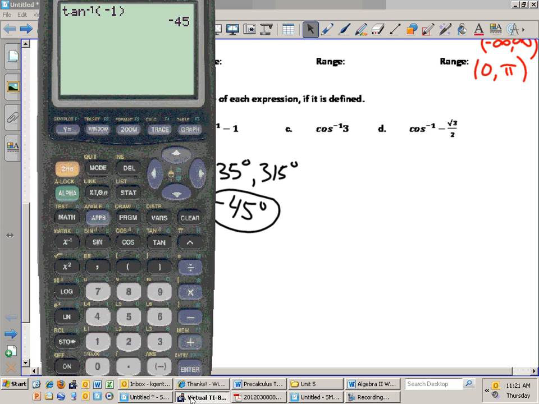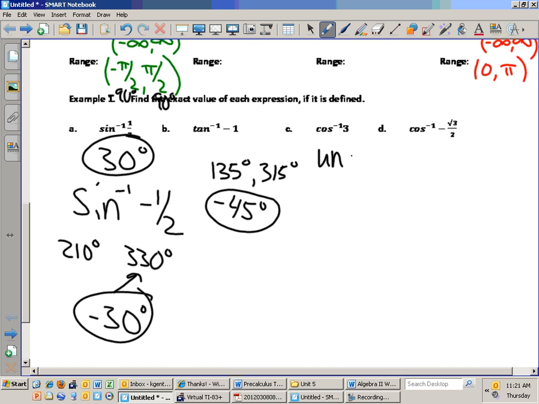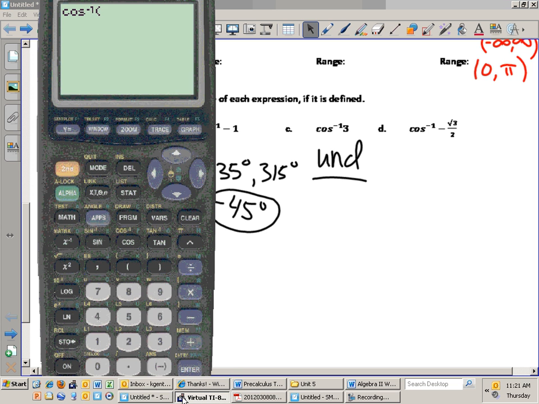A for the day. What's going to be the cosine inverse of 3? The arc cosine of 3. Why? Because cosine can only take on values between positive 1 and negative 1. So very good. It is undefined. And then cosine inverse of the negative square root of 3 over 2.